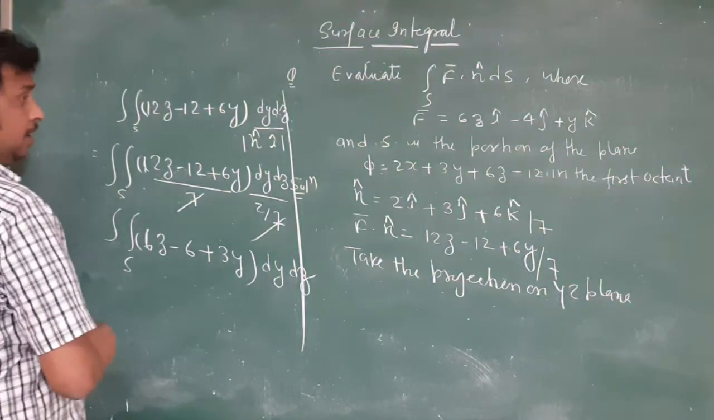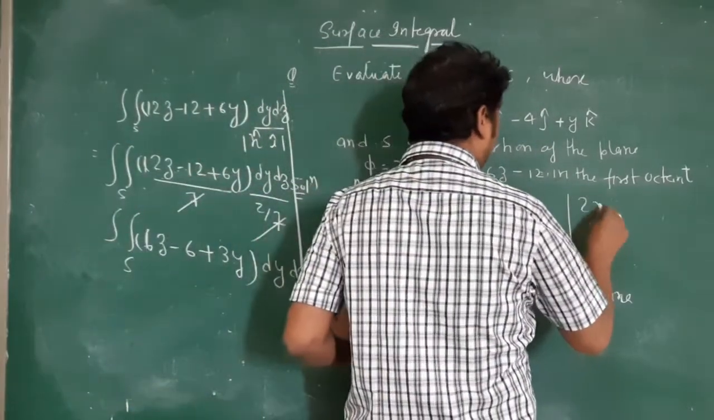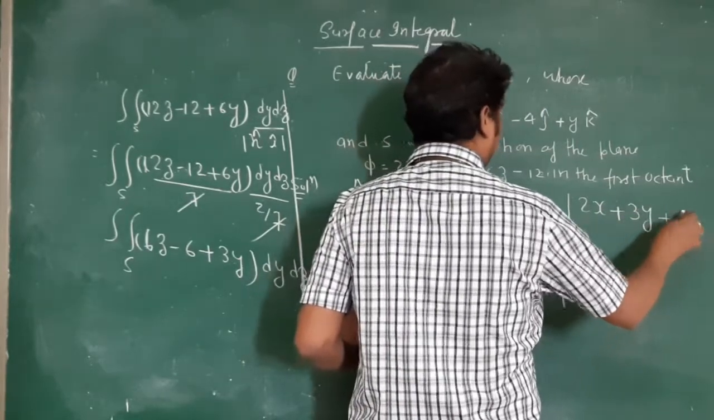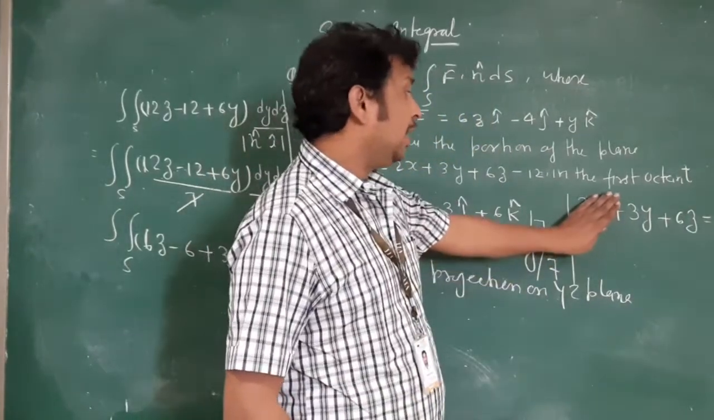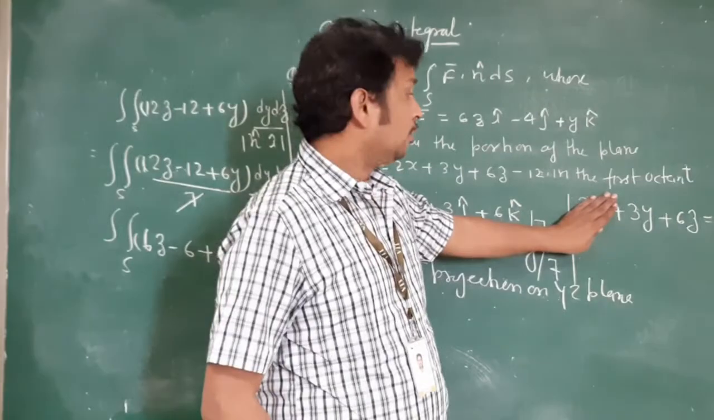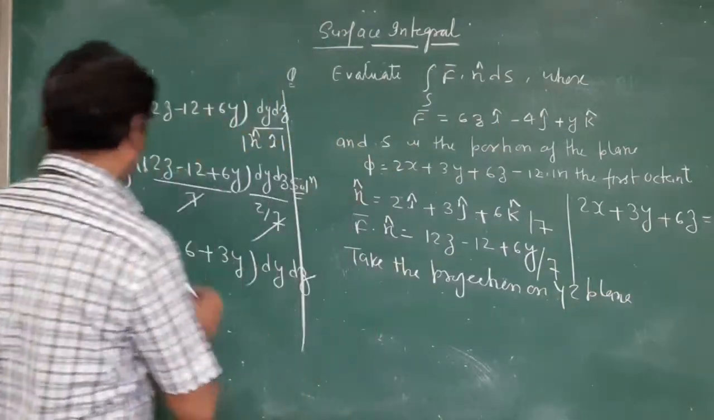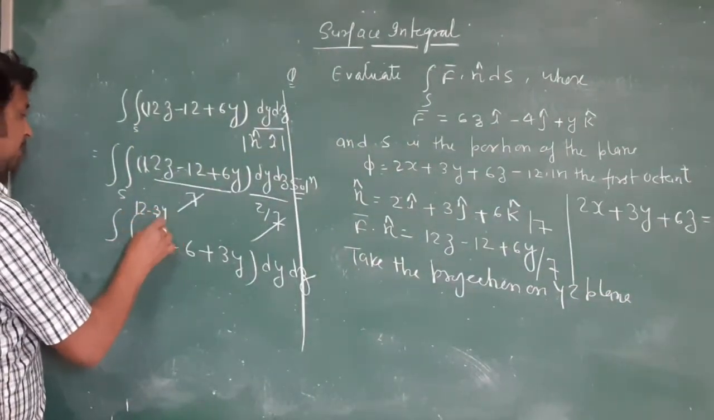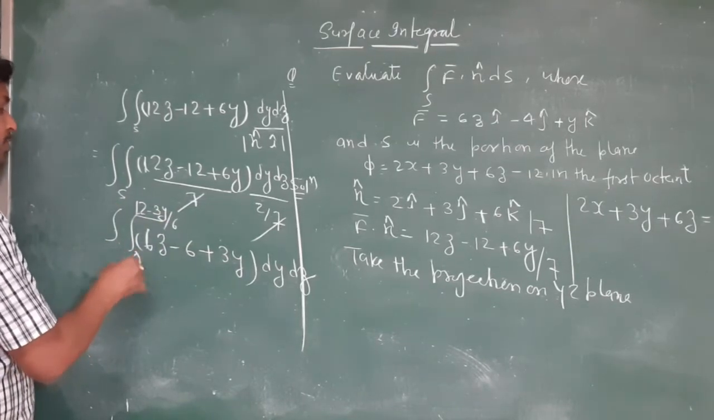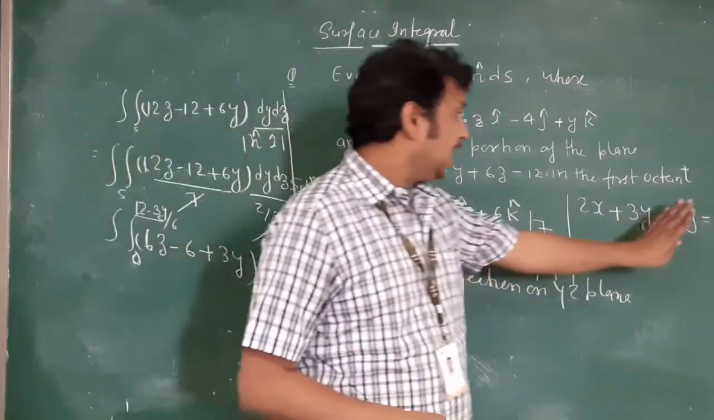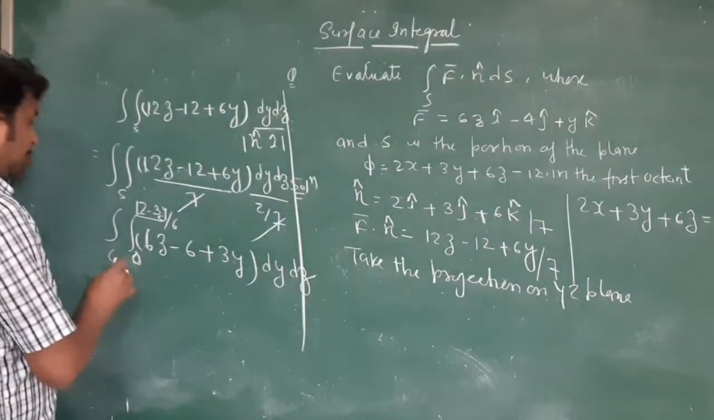Now for the limits, what is the plane given? 2x plus 3y plus 6z is equal to 12. Because we have taken the yz plane, the x value is 0 in the yz plane. So what is the z limit? The z limit is 12 minus 3y by 6. And because the first octant starts from 0, z goes from 0 to 12 minus 3y by 6. Once you have taken the z limit, what is the y limit? 12 by 3 means 4. So it is 0 to 4.